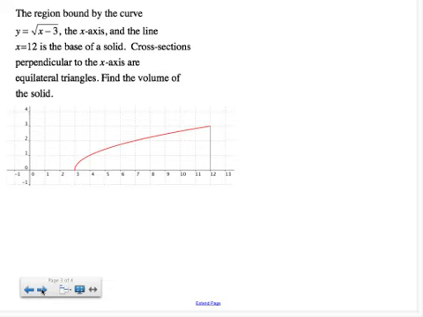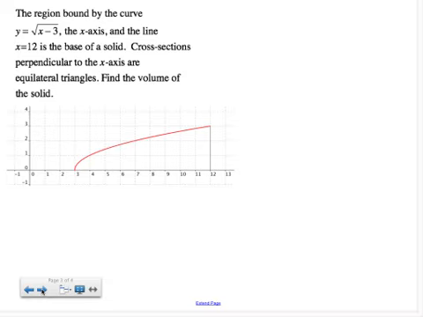So I am in an airplane. I'm looking down on the solid, and this is what I see. I see the outline of the solid. It says cross sections perpendicular to the x-axis are equilateral triangles. So if I take any slice through this solid that's perpendicular to the x-axis, and I look at what I would see from the side, I would see an equilateral triangle. We're asked to find the volume of the solid.